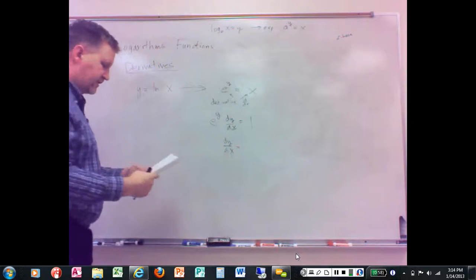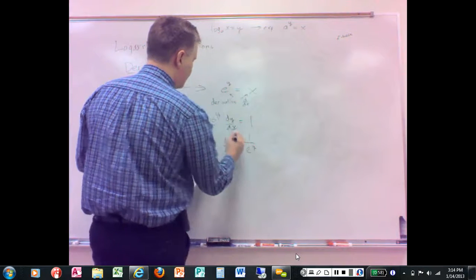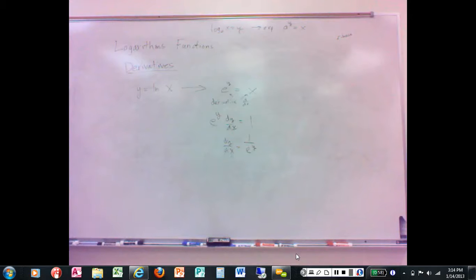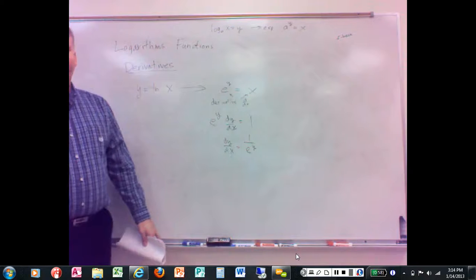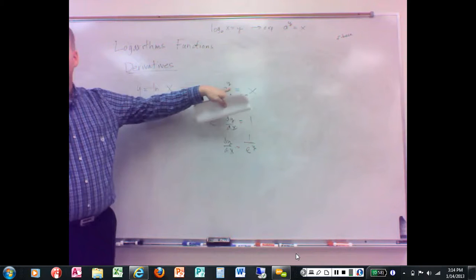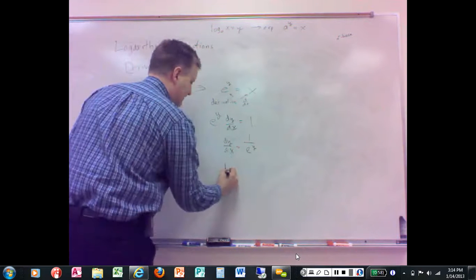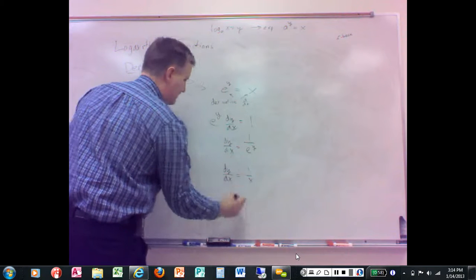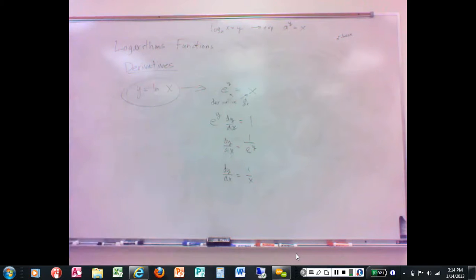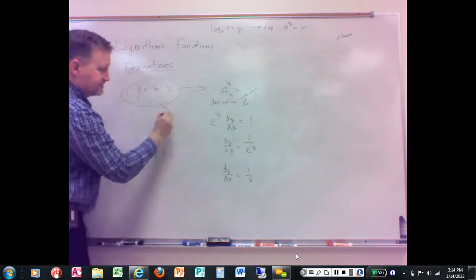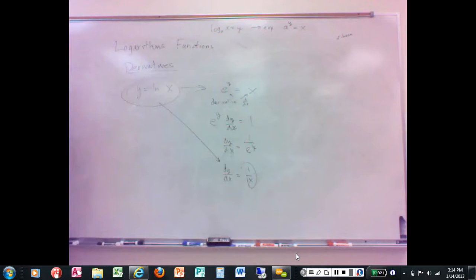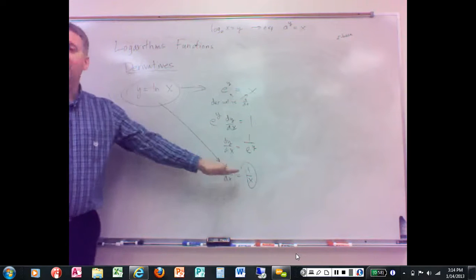Move that on over there. Wouldn't I divide by e to the y? But what does e to the y equal? Here. e to the y equals x. So can I just say that's 1 over x? Here's the story. If I have the natural log of x, my derivative is 1 over x. The derivative of the natural log of x is just 1 over x.